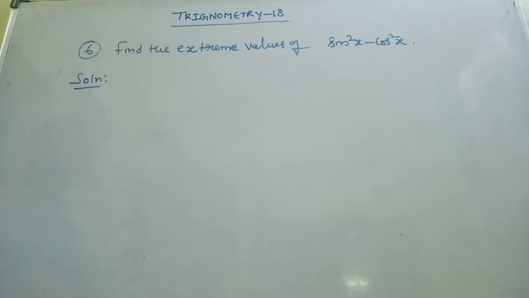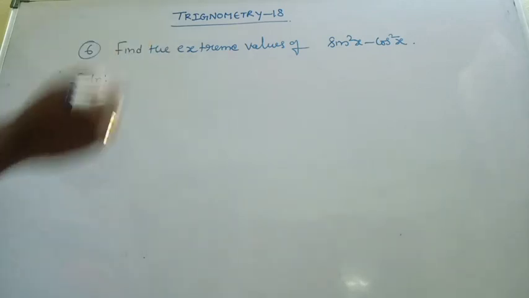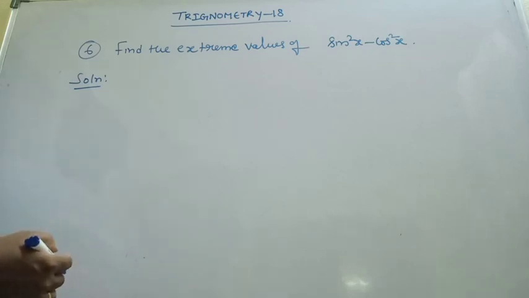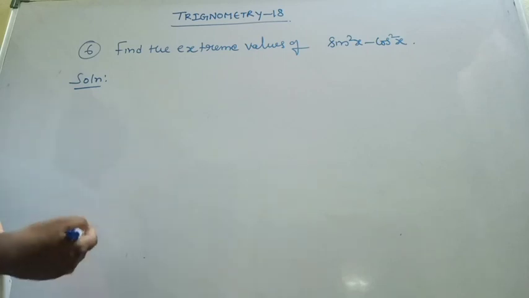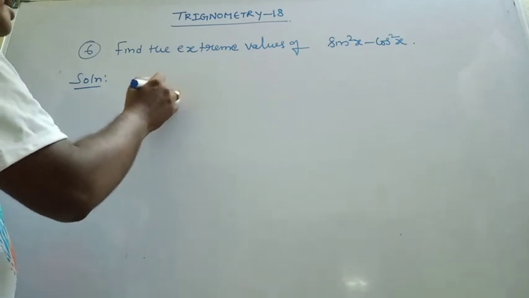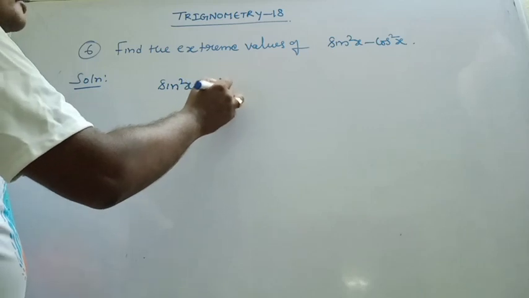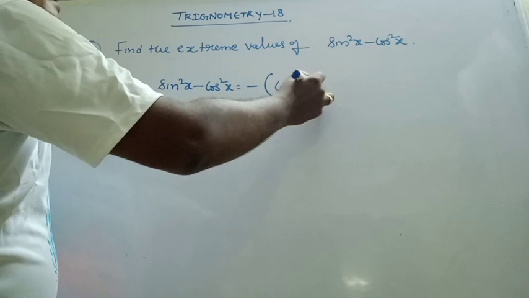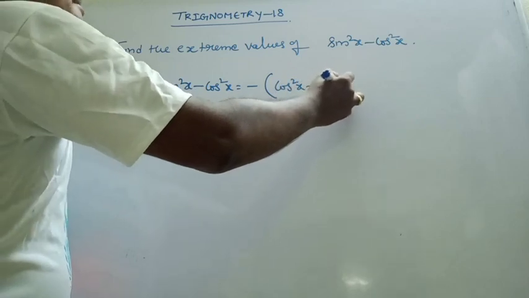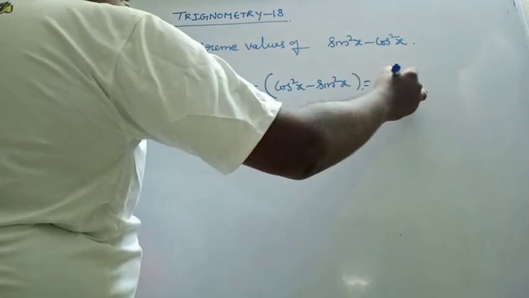Now, my dear students, the sixth problem: find the extreme values of sin square x minus cos square x. How are we going to find it? For this, I am going to write sin square x minus cos square x as minus of cos square x minus sin square x. And this is actually equal to minus cos 2x.